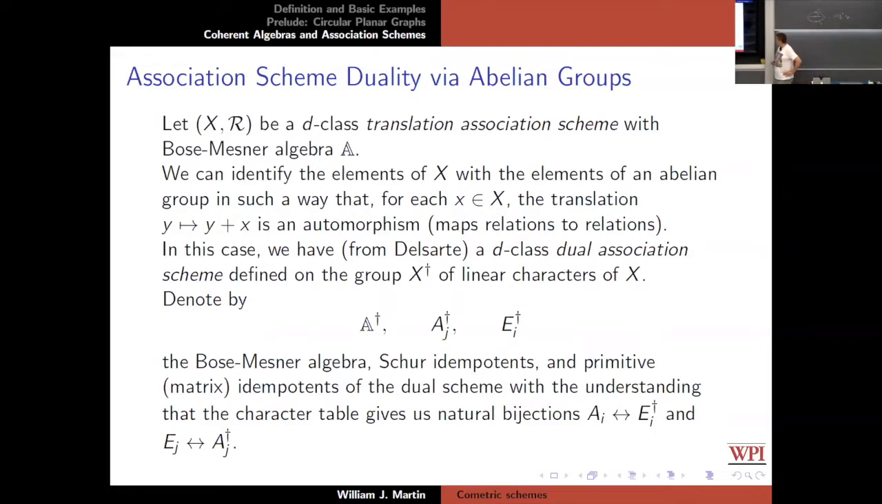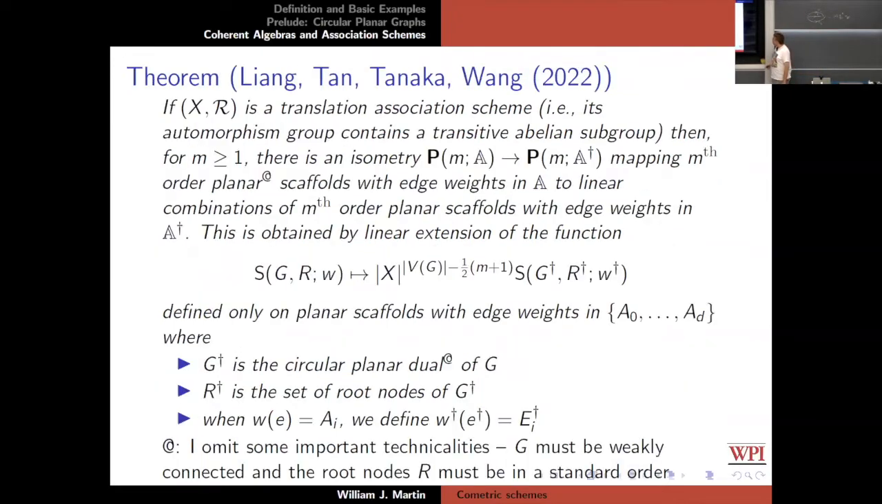Well-known topic, but might be something that you haven't seen before. So just this year, Liang, Tan, Tanaka, and Wang proved that if you have a translation association scheme, then for m at least 1, there's a special case m equals 0 that I didn't have room for on the slide.